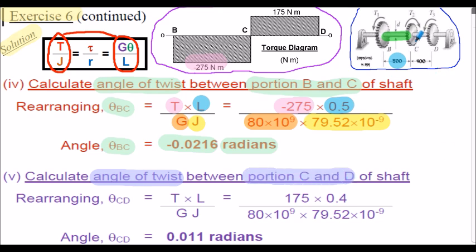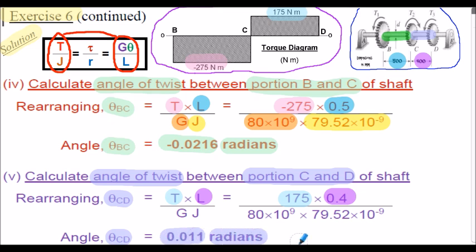Step 5, we undertake exactly the same approach to find the angle of twist between portion CD of our shaft, this portion here. So the rearrangement to find angle CD is the same as that shown above. We do have different values now for the torque. That's positive 175 Newton meters from our torque diagram, and also the length of our shaft, portion CD here, is 0.4 meters. The G and the J are the same as above. So that evaluates to an angle of twist between portion CD of 0.011 radians.